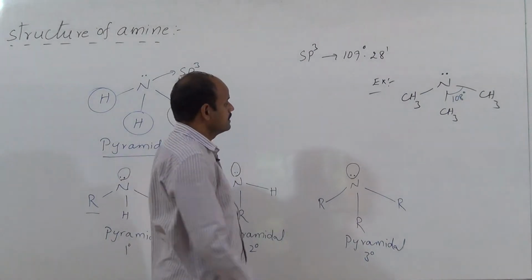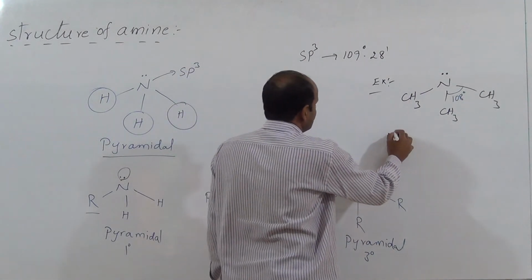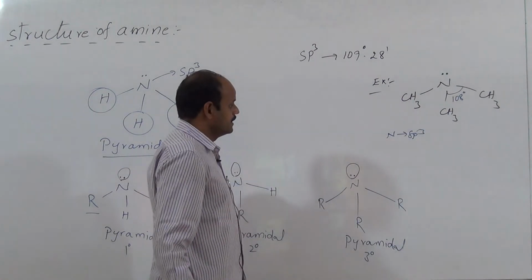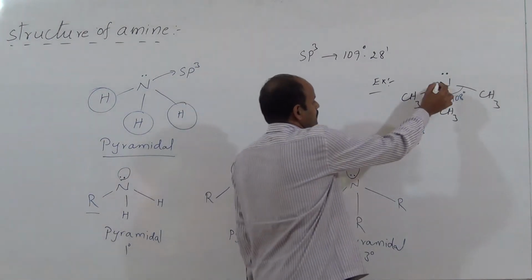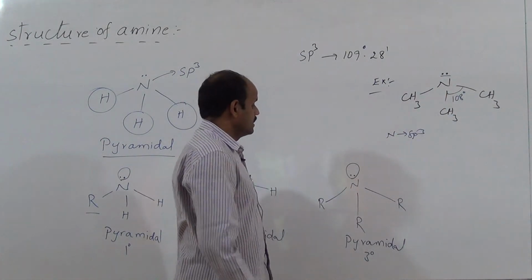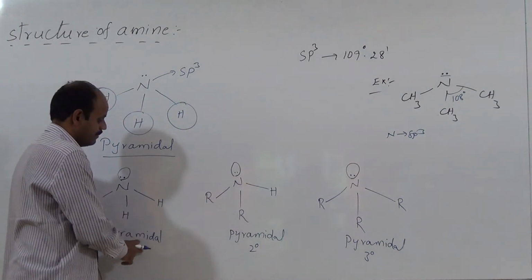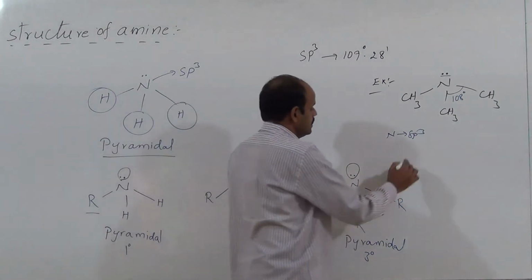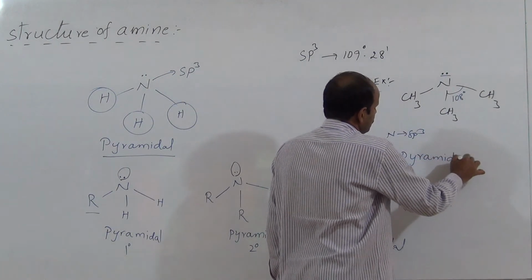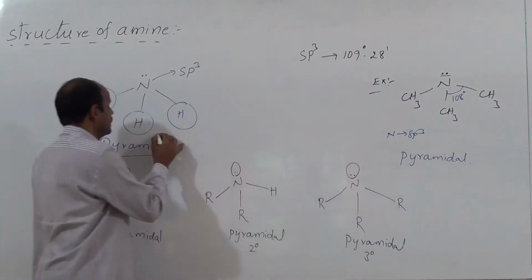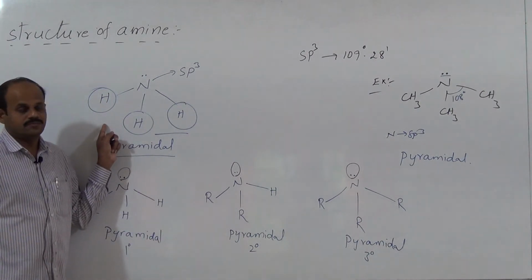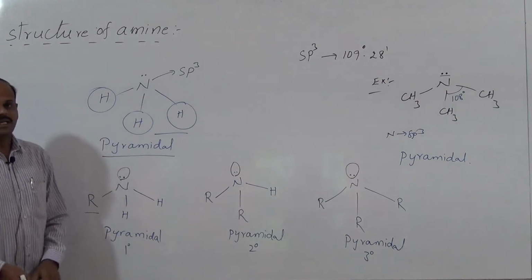Thus in all cases the nitrogen atom undergoes sp3 hybridization and the bond angle is reduced due to the presence of a lone pair of electrons on the nitrogen atom. And what is the shape of these molecules, either primary, secondary or tertiary amines? The shape is pyramidal only. It is similar to the structure of ammonia because these are all derived from ammonia only. That is about the structure of amines.